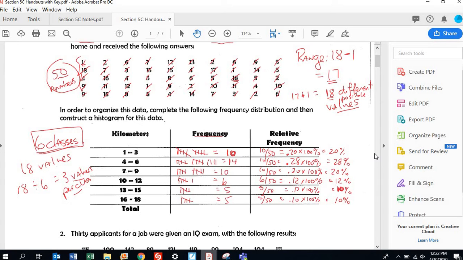And then the relative frequencies: 10 out of 50 is 20%, 14 out of 50 is 28%, 10 out of 50 is 20% again.